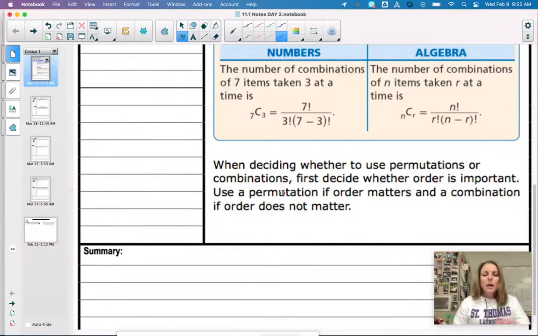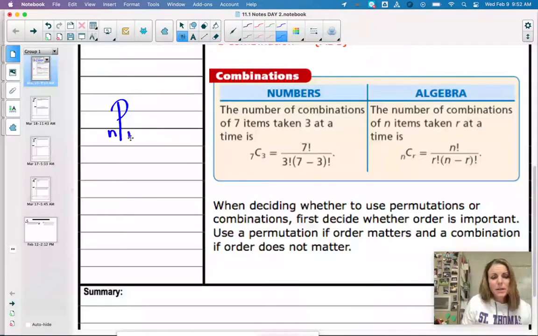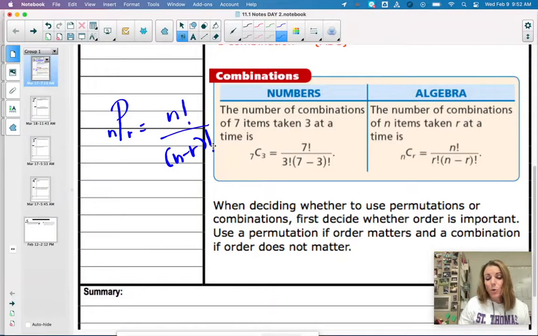Here's a formula for combinations, similar to permutations from yesterday. But now we have n factorial over r factorial, and then we're also dividing it by an extra n minus r factorial. Whereas yesterday, the formula was n factorial over n minus r factorial. When deciding whether to use permutations or combinations, first decide whether order is important. Use a permutation if order matters, and a combination if order does not.